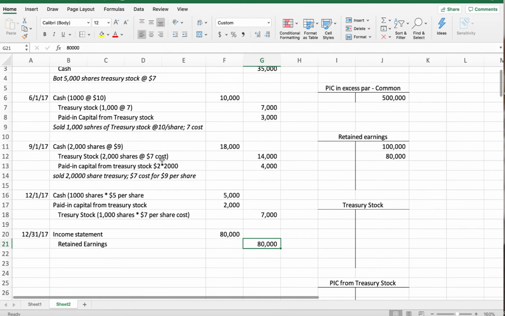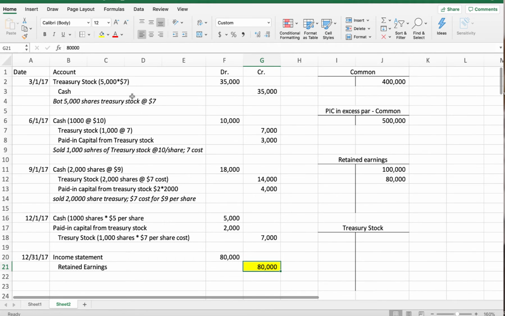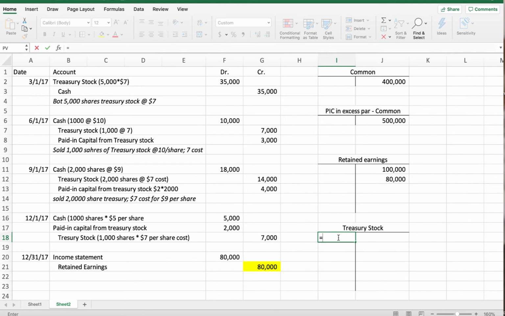Okay. So I'm going to go back to my journal here, and I'm just going to highlight this yellow just so I know that I already posted this. That's all I'm doing. So the first thing we have is treasury stock. First journal entry, we bought treasury stock. So I need to post that. I need to debit treasury stock for 35 grand.